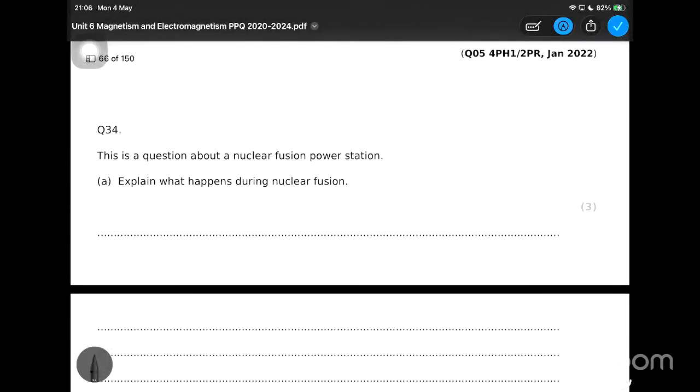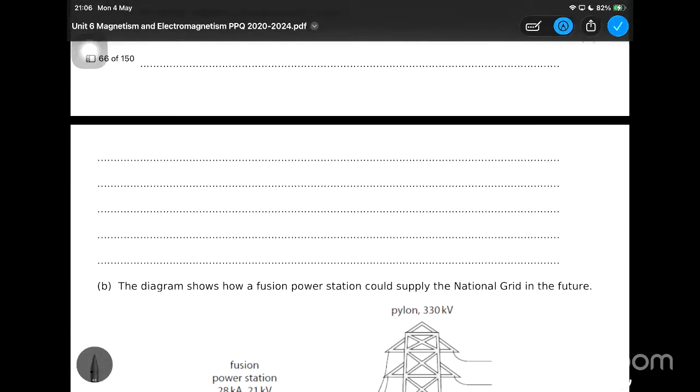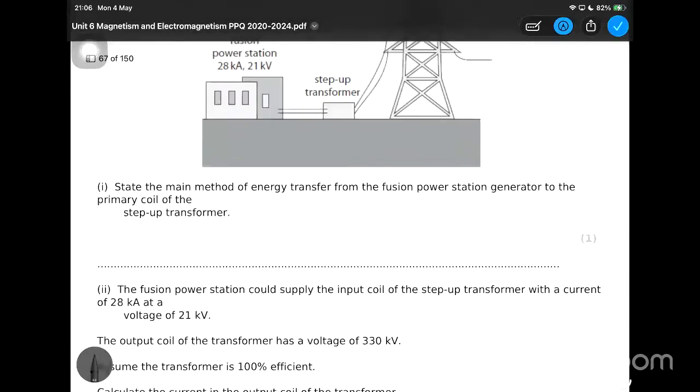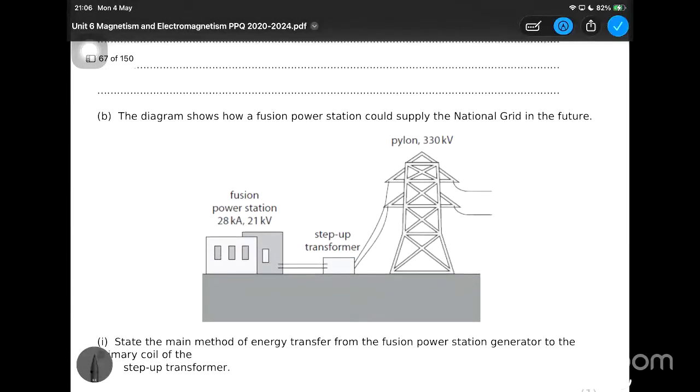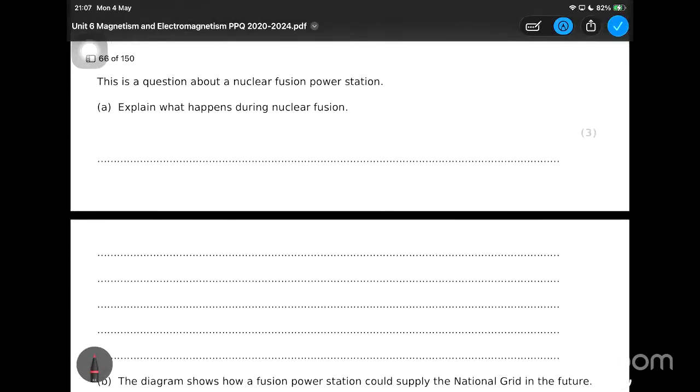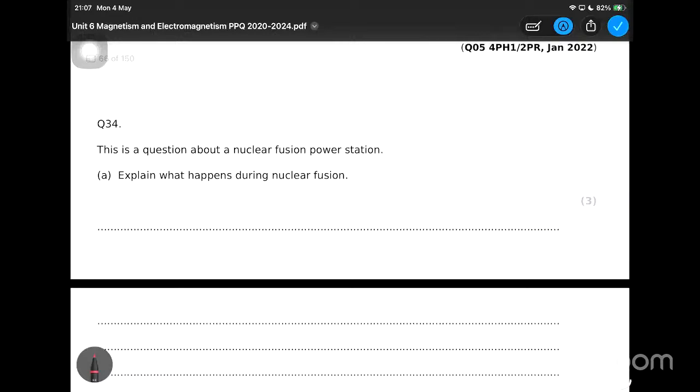So still you can't complete question 34 part A. From part B onwards, you can do it. So I will discuss the part B section. Turn to question number 34.